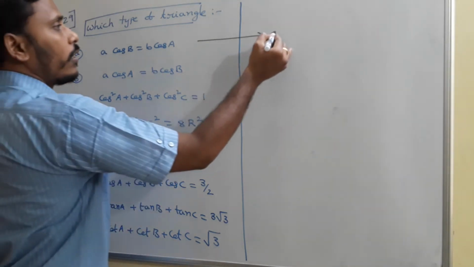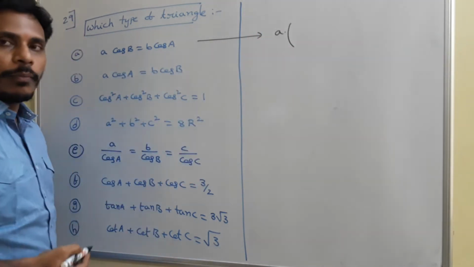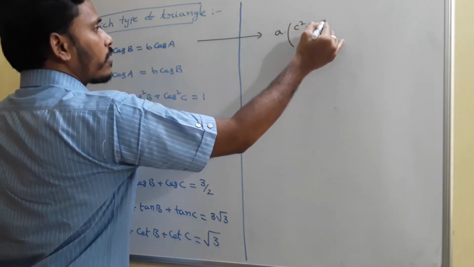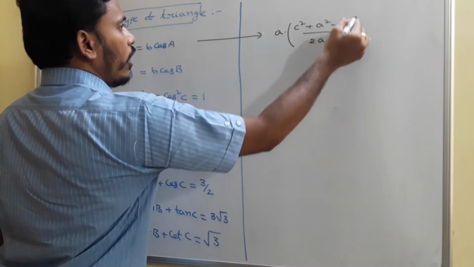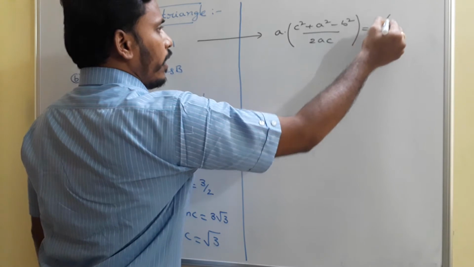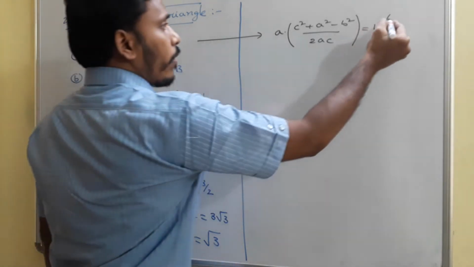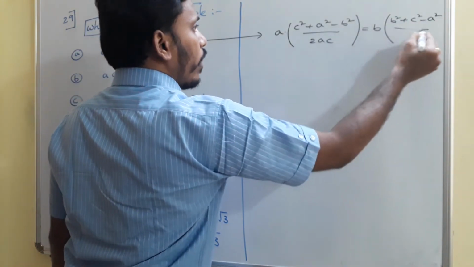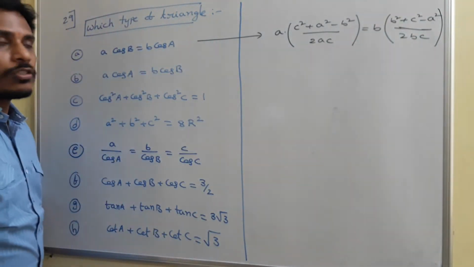So here A into cos B. We know from the cosine rule cos B is (C square plus A square minus B square) divided by 2AC, and that is equals to B times cos A. Then cos A again from the cosine rule is (B square plus C square minus A square) by 2BC. Okay, and we need to simplify.